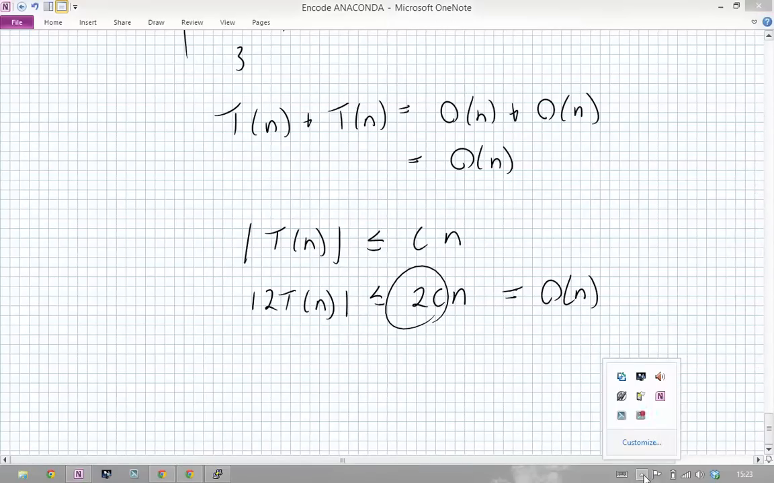You'll like big O notation. You can just not care about the details at all.